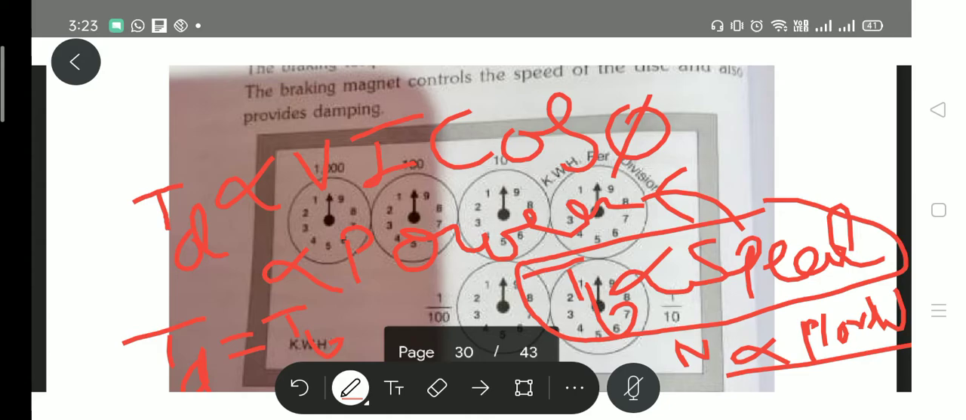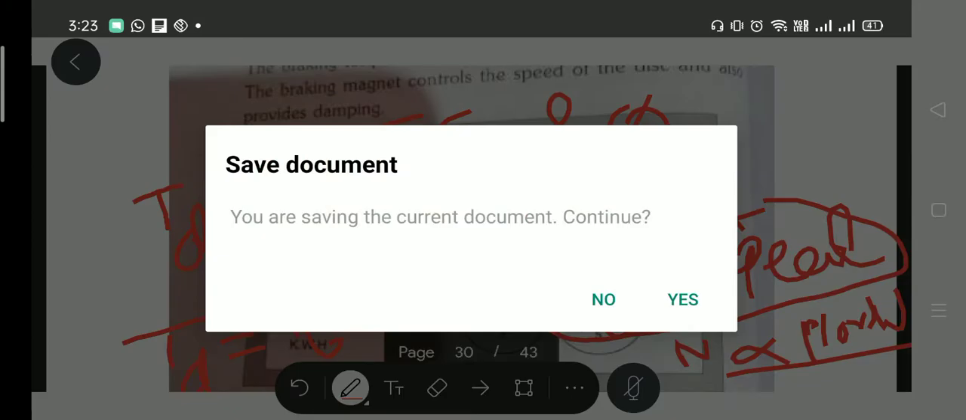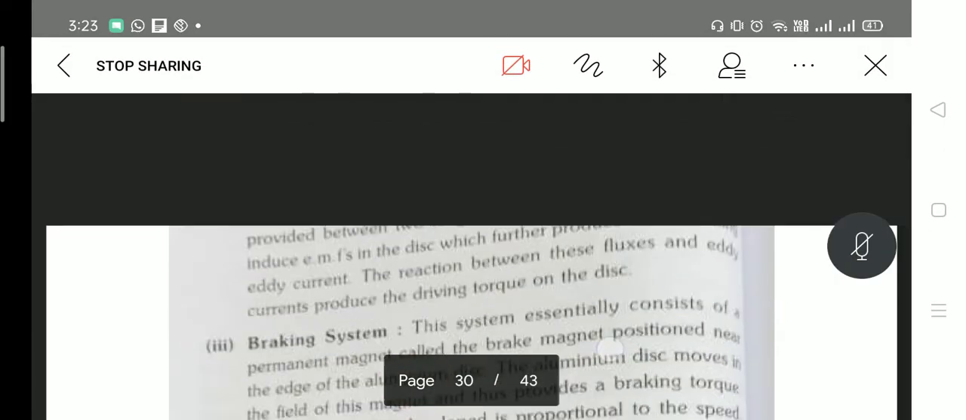This is the condition for the speed and power. Is it clear to all of you?